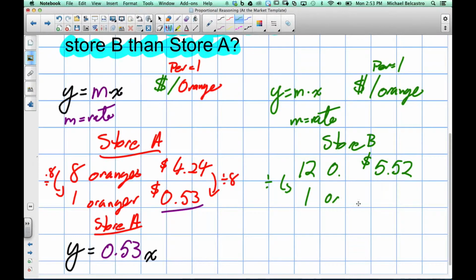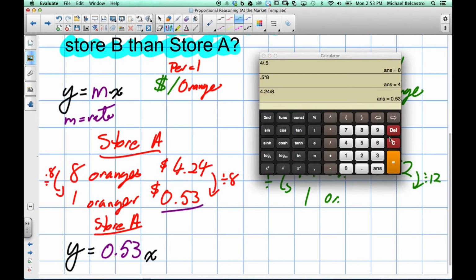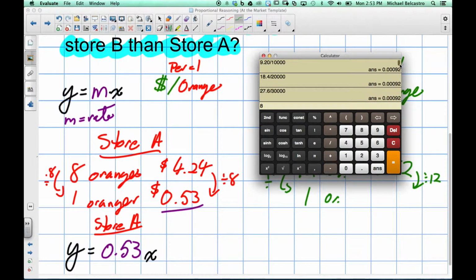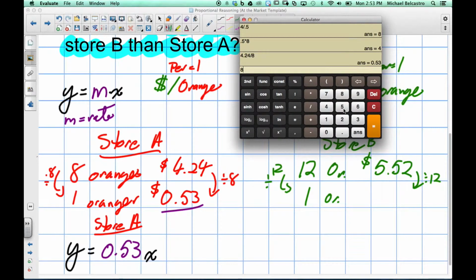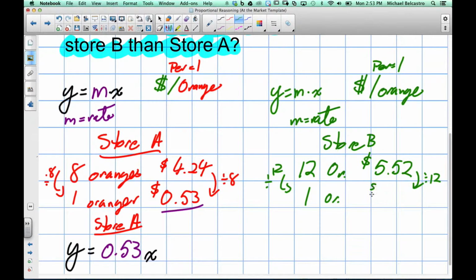So how much for 1 orange? Well, we have to divide by 12 in that case. And because we divided oranges by 12, we'll have to divide our dollar amount by 12 again. So let's take out our calculator once again. Oops, I scrolled up. That is 5.52, so $5.52 divided by our 12 gives us a rate of 46 cents. So this store, it costs 46 cents per orange, okay? So for store B, our equation would read y is equal to 0.46 times x, okay?